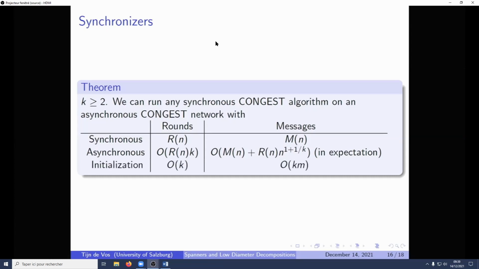Note that there should be an initialization phase. You have to construct the spanner first before you can use it, which uses k rounds and k times n messages, using an auxiliary synchronizer, the alpha synchronizer, in case you're familiar.